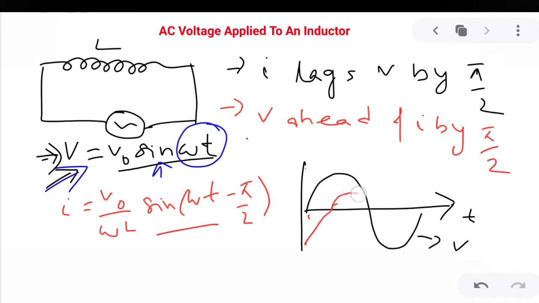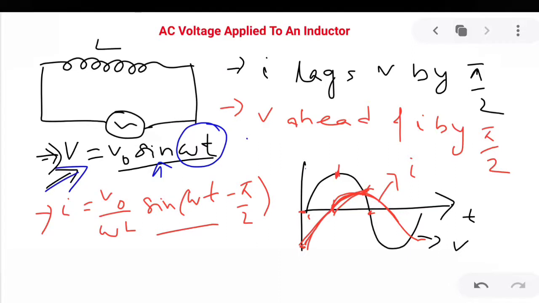So why am I starting from below? Because current lags behind voltage by pi by 2. Okay, so therefore it is negative when voltage is 0. Phase difference is pi by 2. So this is the variation in current. This is the graph showing the variation of voltage and current with time. When voltage becomes maximum, current is 0. When voltage becomes 0, current acquires a maximum value. Okay, so this is the graph.